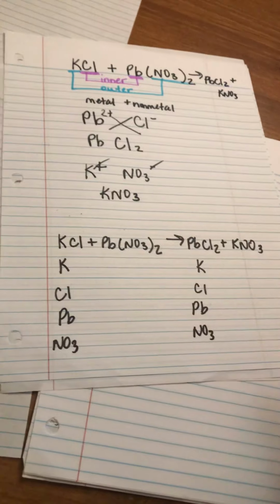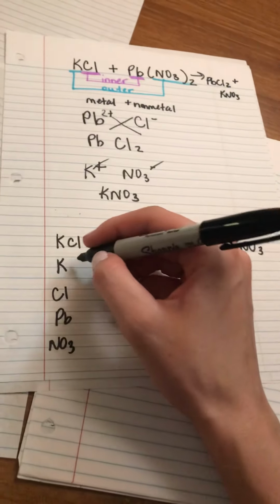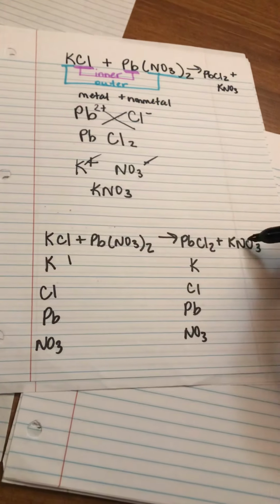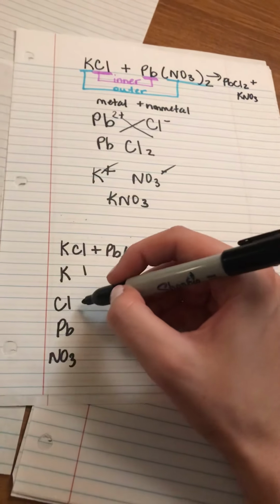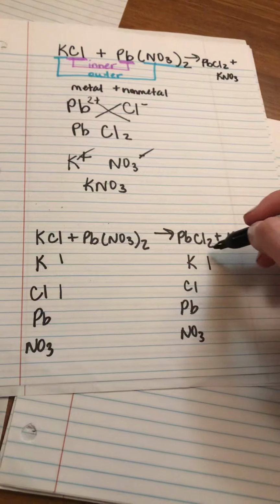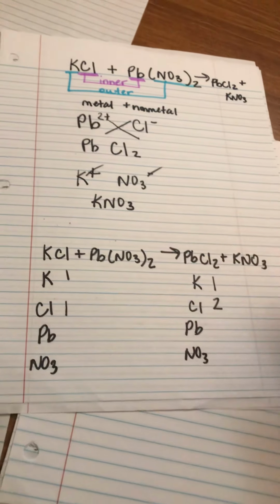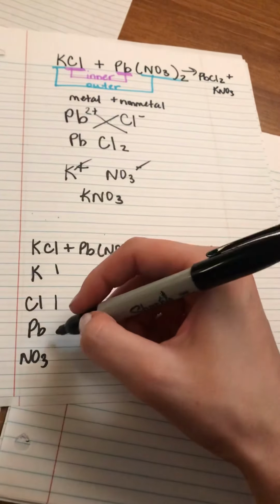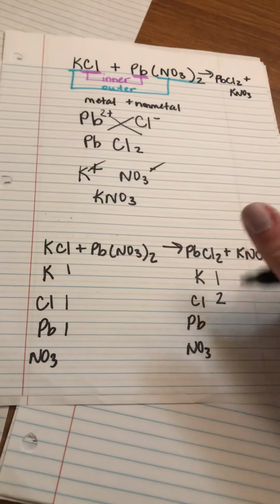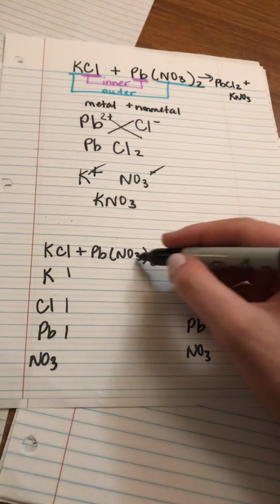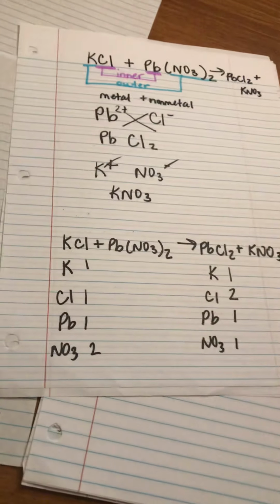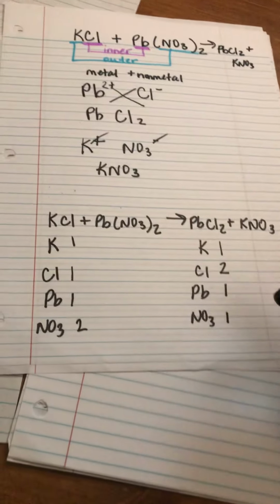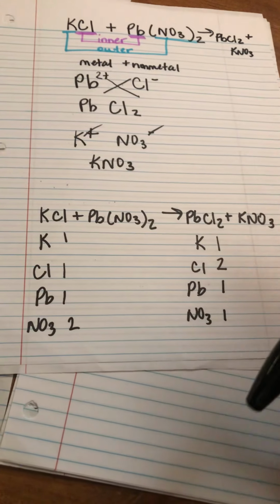All right. So on this side I have 1. On this side I have 1. For chlorine I have 1. Chlorine on this side I have 2. For lead I have 1. For lead I have 1. For nitrate I have 2. For nitrate I have 1. Okay, so it's not balanced, so I got to balance it. So how can I get this balanced?